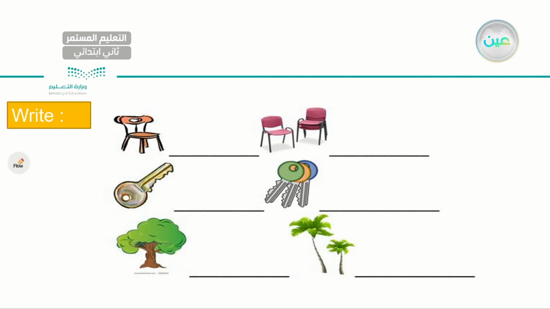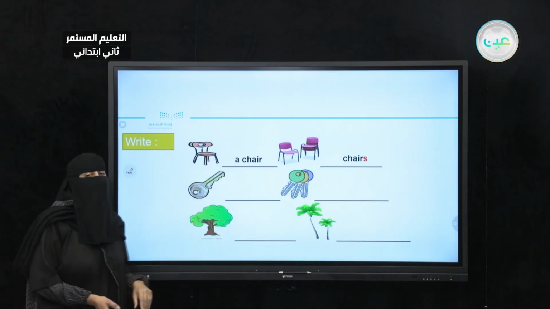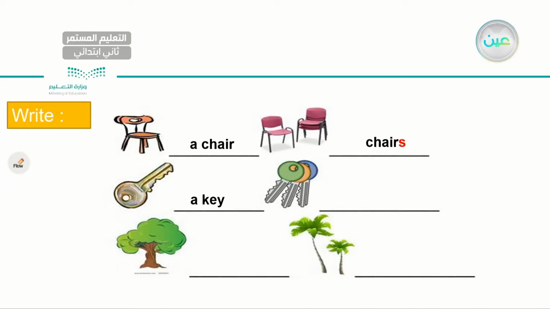How about these? As you can see, I have how many chairs? A chair. A chair, but chairs, or 2 chairs, right? How many keys? A key. Keys, plural, 3 keys. How many trees? A tree. Trees, plural, 2 trees. Very good.